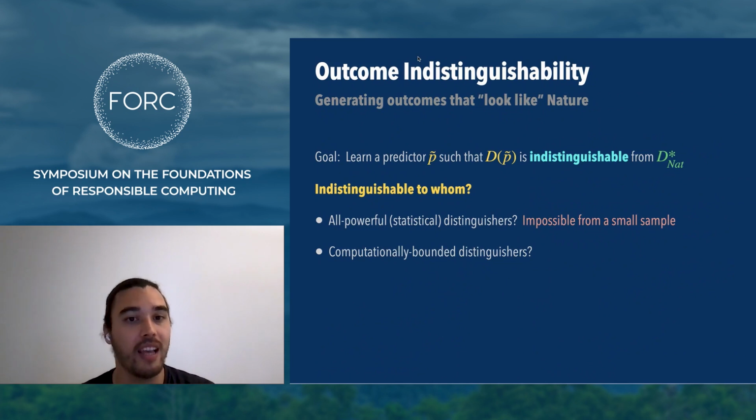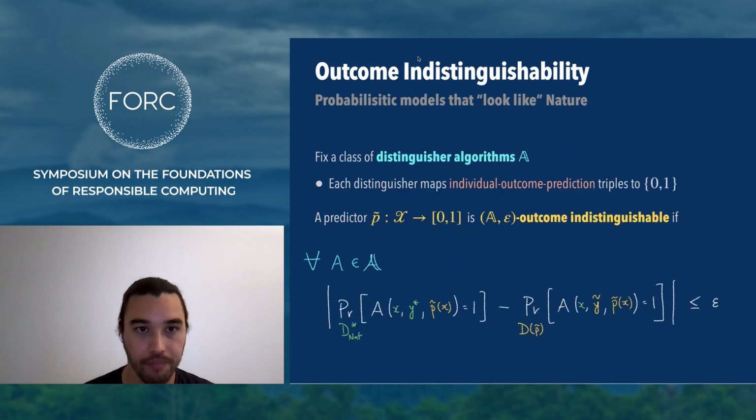The question we have to ask ourselves then is, indistinguishable to whom? If we allow any distinguisher, then it's not hard to see that the modeled distribution must be statistically close to nature, which is impossible from a small sample. Thus, to have any hope of achieving the goal, we need to consider a computational relaxation.